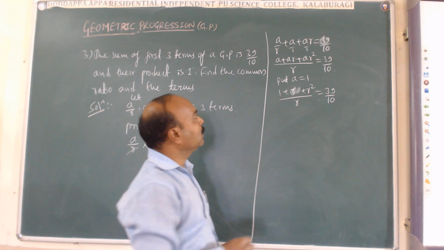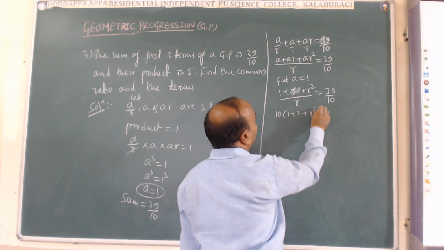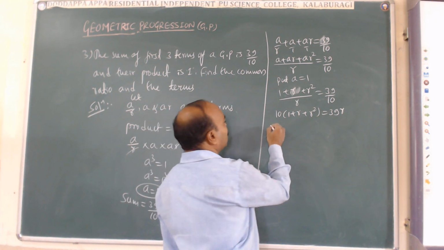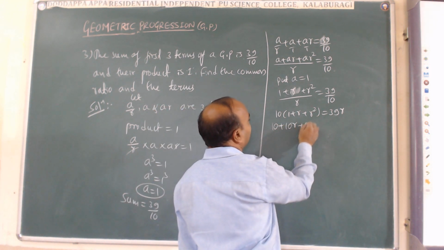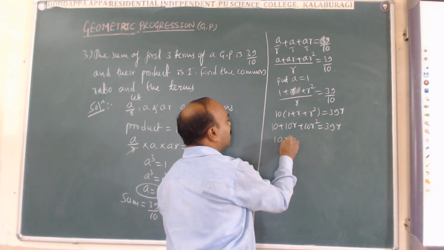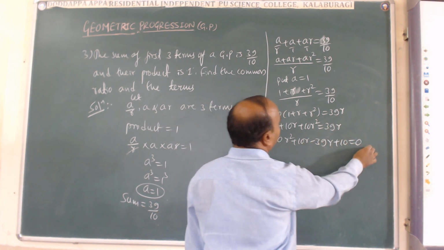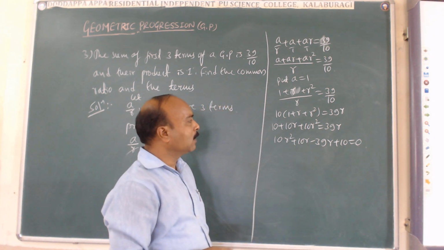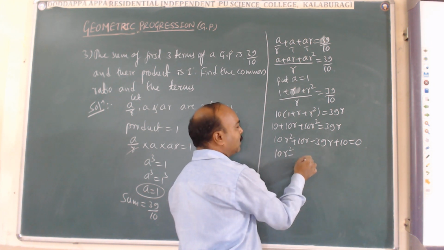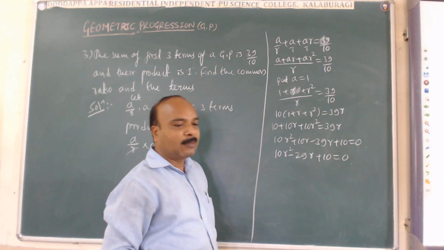Putting the value of a in the above equation, make cross multiplication. It is 10 into 1 plus r square equal to 39r. By making cross multiplication, now simplify: 10 plus 10r square equal to 39r. Or you can write 10r square plus 10 minus 39r equal to 0. Now taking 39r to this side, we get 10r square minus 39r plus 10 equal to 0. Now it is a quadratic equation in r.